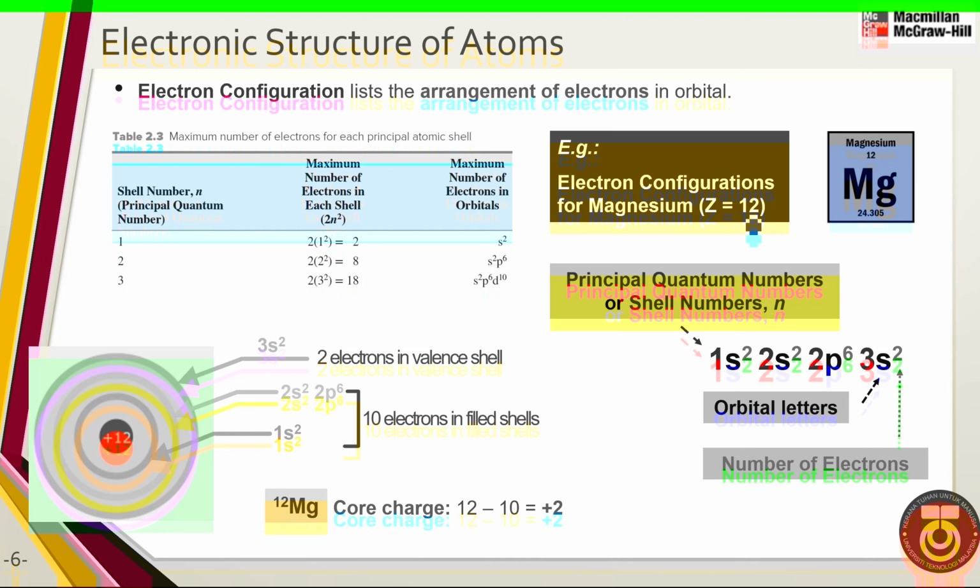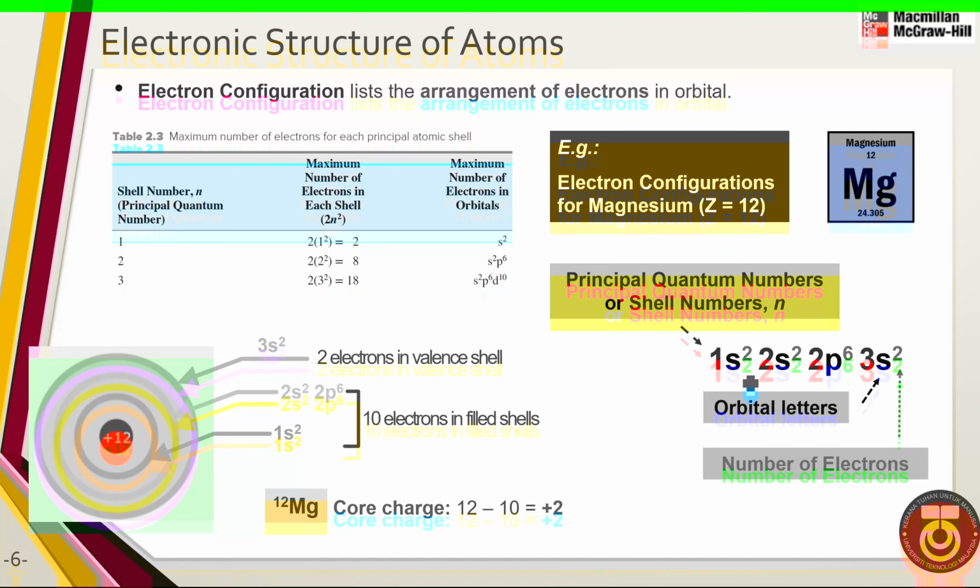So how can we know that our arrangement is correct? If we want to calculate the number of electrons, the number of electrons is given in the superscript numbers in green. So if we add up all of these together, 2 plus 2 is 4, 4 plus 6 is 10, 10 plus 2 is 12. So this is the total number of electrons present in neutral magnesium. That means without charge.